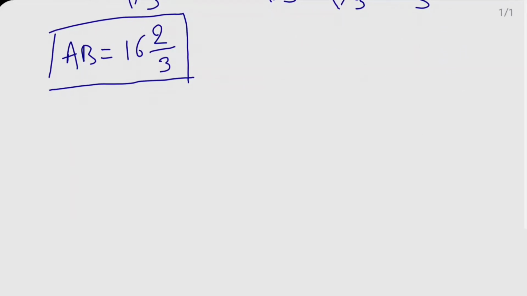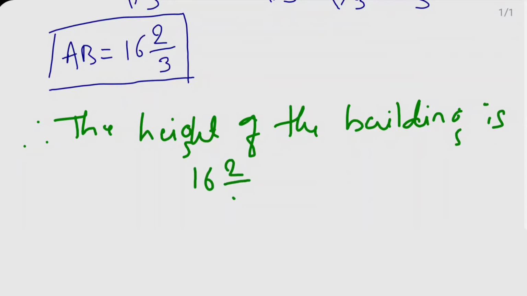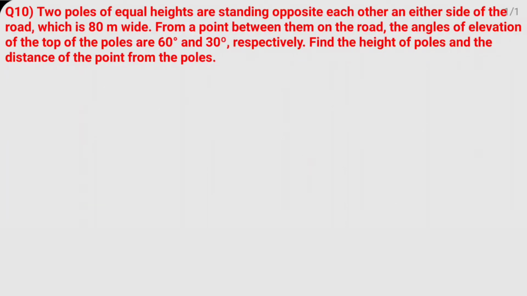So write the conclusion here. Therefore, the height of the building is 16 and 2 by 3 meters. Is it clear? So well students, look at the next problem.